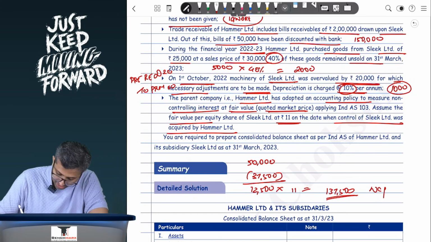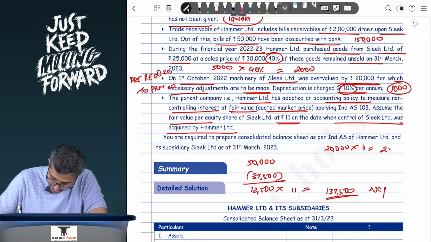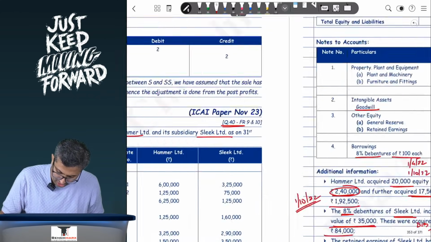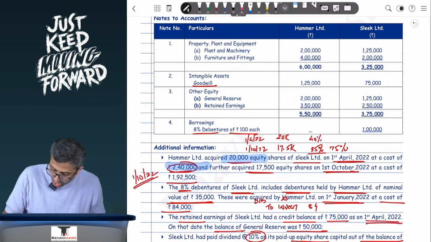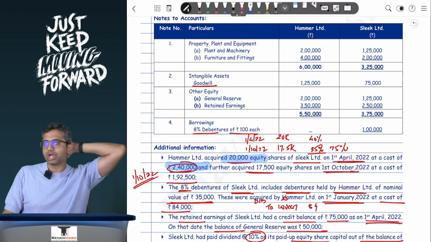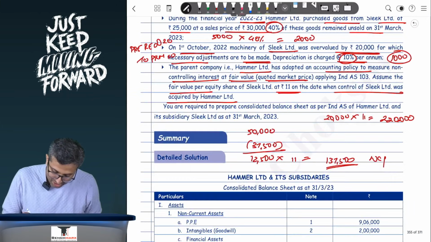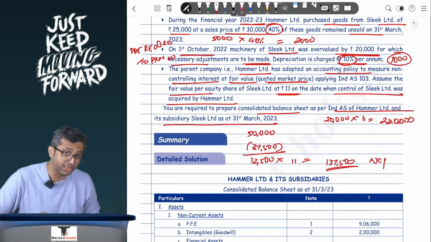At the same time, your investment has to be remeasured. Your investment was 20,000 shares, acquired for 2,40,000, at 12 per share. If you go to see, 20,000 into 11 is 2,20,000, and hence your investment of 2,40,000 has a fair value of 2,20,000, and hence this investment will be down valued. So this is P&L account debit 20,000 to investment 20,000. Based on all of this, you are required to prepare a consolidated balance sheet of Hammer and its subsidiary Sleek. This was compulsory.